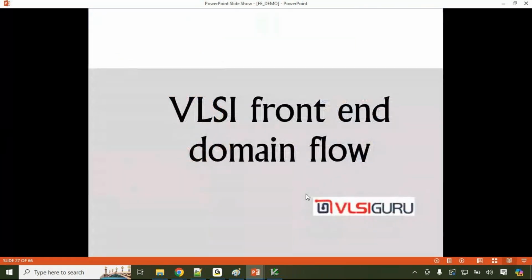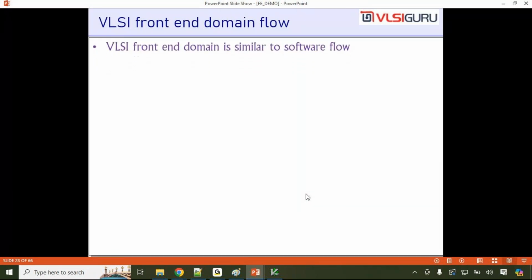Okay. Next, let us briefly talk about VLSI front-end. We'll talk for another 10 minutes and go for a break. Let's now talk about the VLSI front-end domain flow. The VLSI front-end domain is similar to the software flow. What is the skill set a software engineer requires? C, C++, Java, coding expertise he needs. Similarly, a VLSI engineer also requires programming skills.